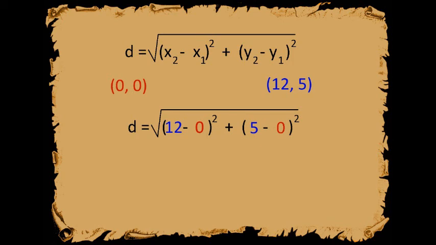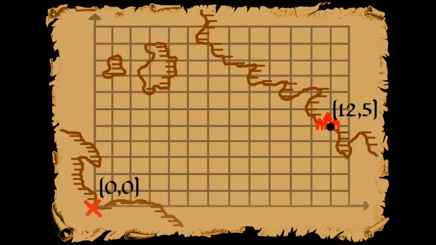And by the way, it doesn't matter which point we pick as point 1 or point 2. The distance between them is the same. It's the same distance from Sven to the town as it is from the town to Sven.